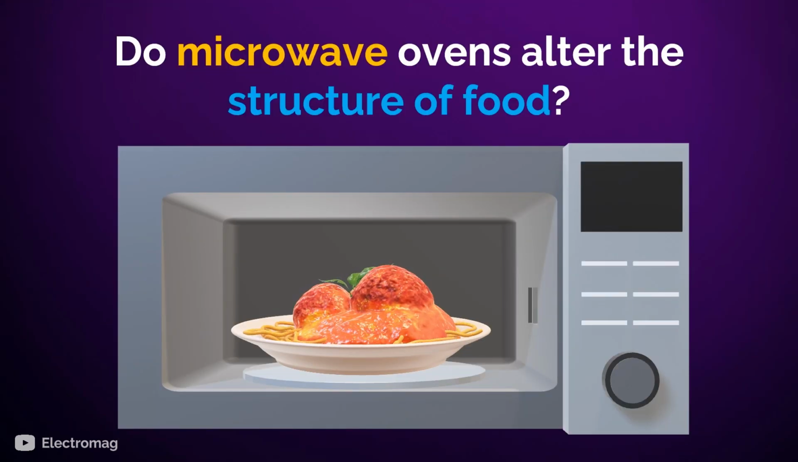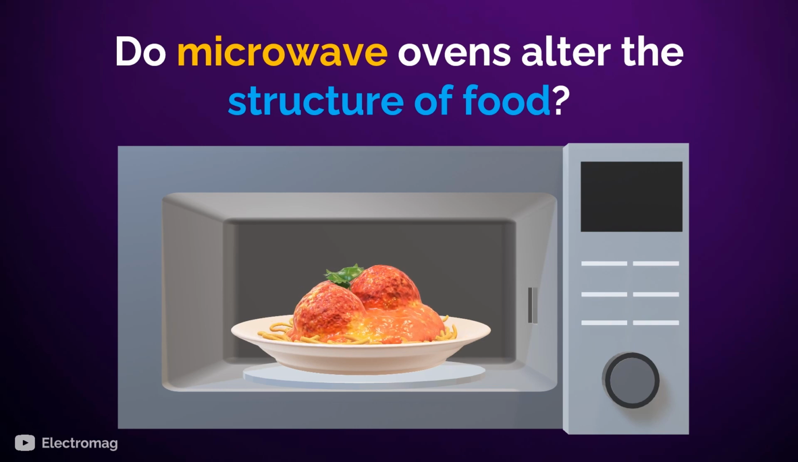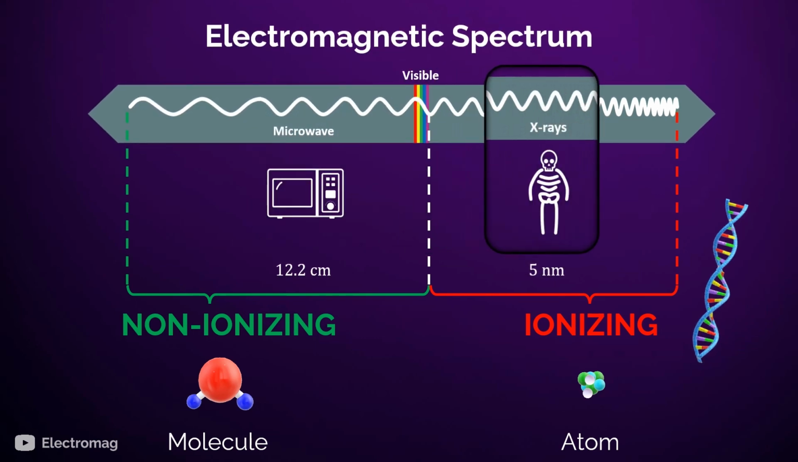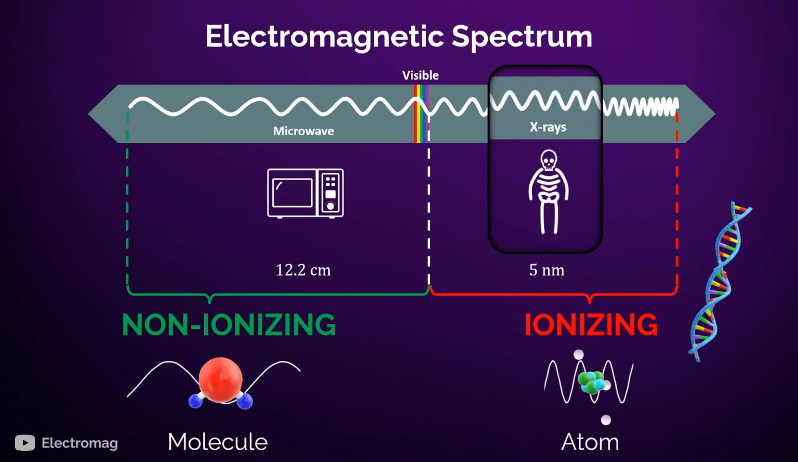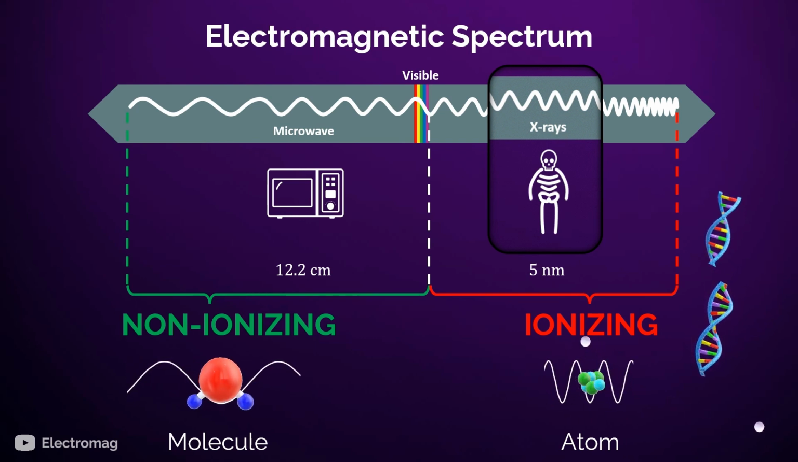Do microwave ovens alter the structure of food? For the answer, we should look at the electromagnetic spectrum. This spectrum is divided into two sections, non-ionizing and ionizing waves. The microwave oven operates in the non-ionizing region, so it cannot alter the food structure. Non-ionizing waves do not carry enough energy to ionize atoms or molecules. On the other hand, ionizing waves like X-rays can completely remove an electron from an atom or molecule.